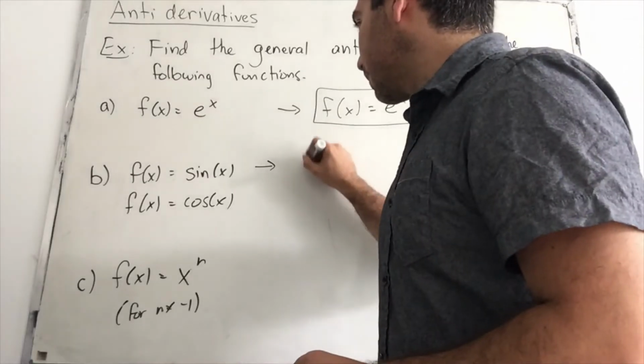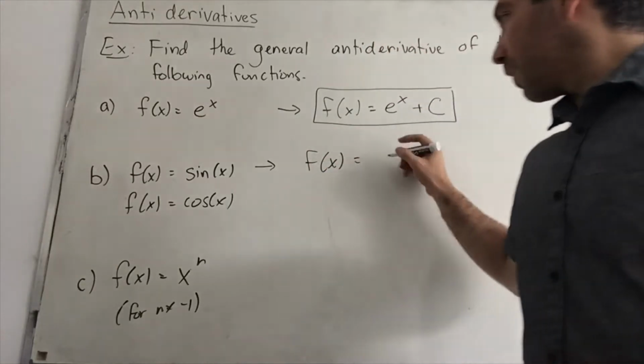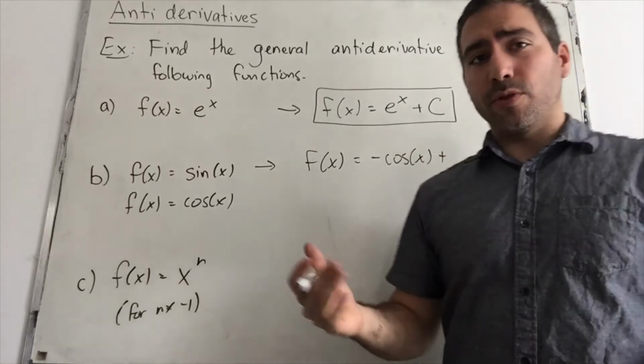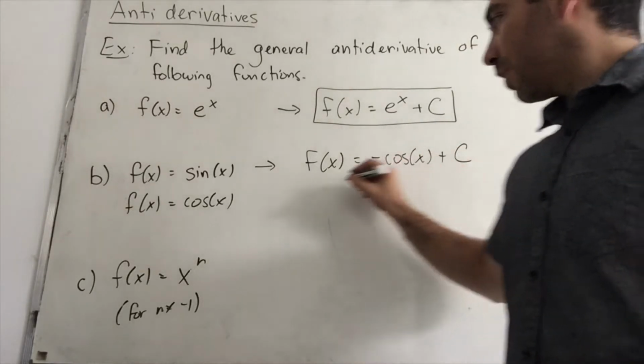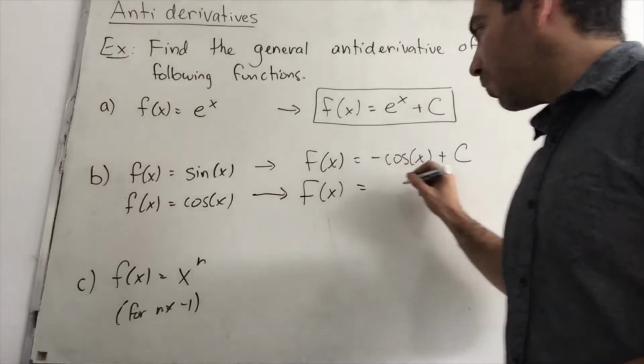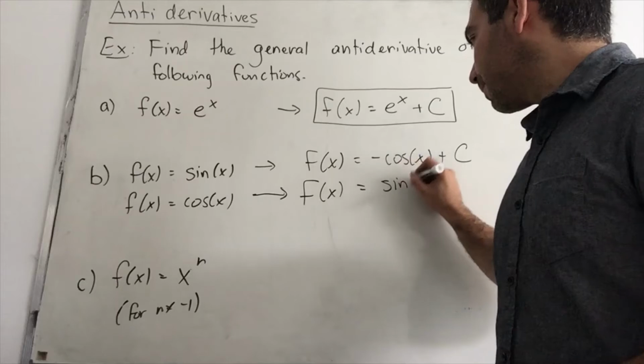So capital F of x is negative cos of x. It's in the general form, so don't forget to add your plus c. And same for here, capital F of x is equal to sine of x.